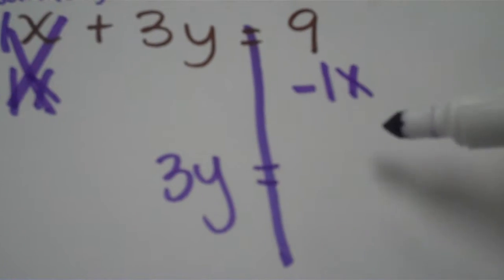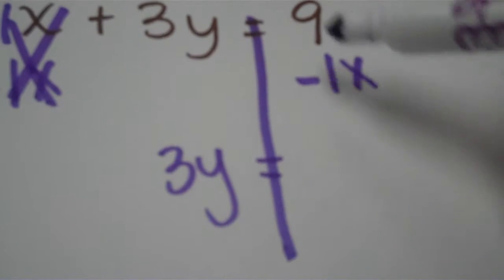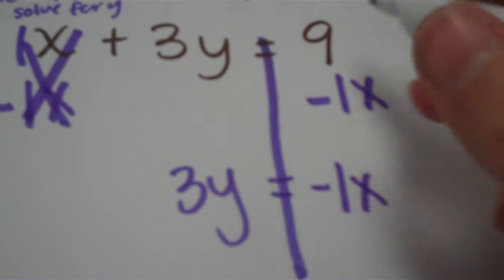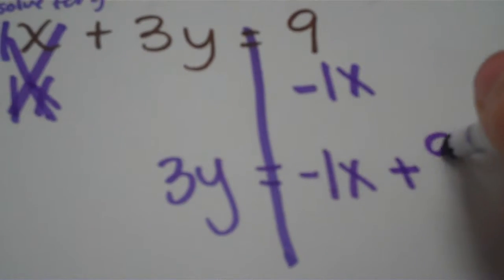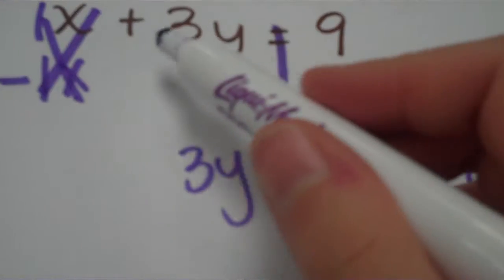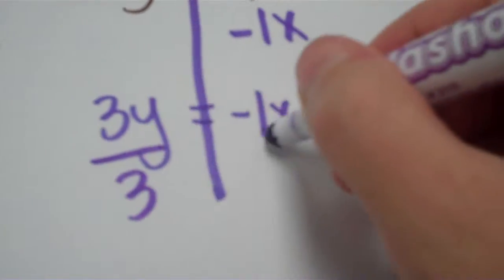Yet again, you could put the 9 first or the negative 1 first. It doesn't matter. Just don't subtract these things because they're different. I'm going to go ahead and put the negative 1 first, but you could put the 9 first. That's a positive 9, so plus 9. Right? Then this is a positive 3, which is why this is a positive 3 here. I divide everything by 3.